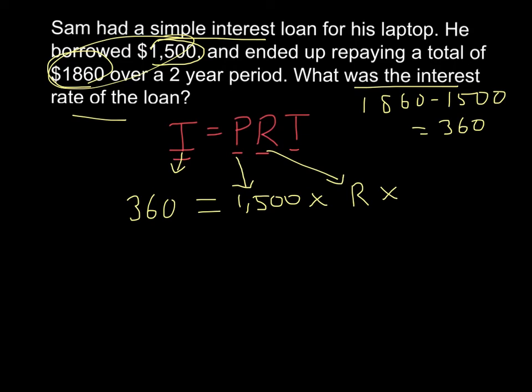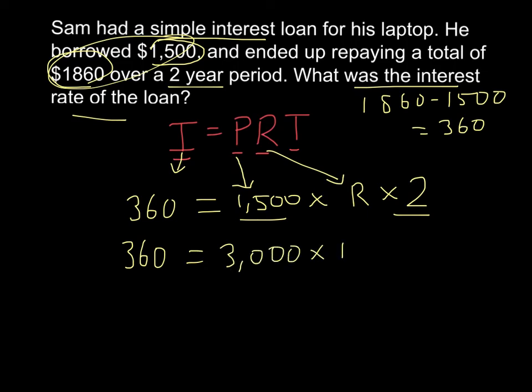But if you read the second part, and ended up paying a total of $1,860 over a 2-year period. So that's in years, we can put it straight in. 2-year period. What was the interest rate of the loan? We can then go now and try and figure this out. So, making it a little more simply, 360, I'm going to multiply 1,500 times 2, which is going to give me 3,000. We'll make this a little easier, times by R.